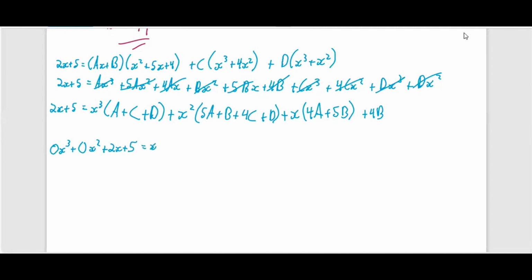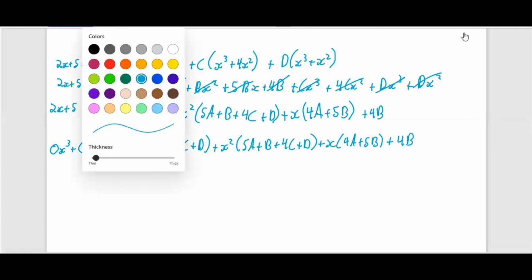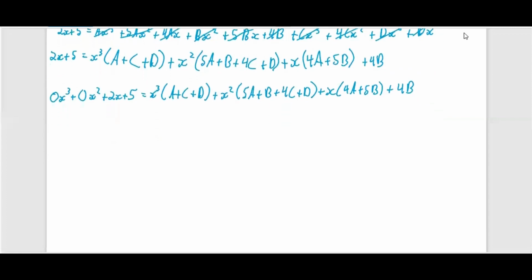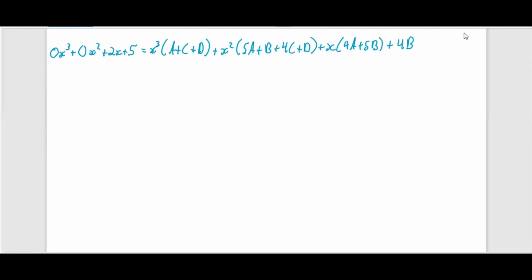So it'll be x cubed, a plus c plus d, plus x squared, 5a plus b plus 4c plus d, plus x, 4a plus 5b, plus 4b. Nice. So now we could go ahead and equate coefficients of x. So I'll scroll up a little, but that is really all I need.